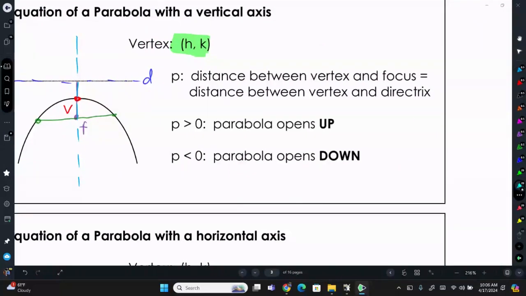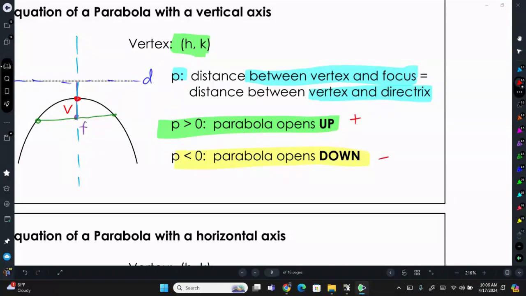So like we said earlier, p is the distance between the vertex and the focus, which is also the same distance as the vertex and directrix. If p is positive, we're opened upwards, and if p is negative, we're open downwards. So positive or negative p values.